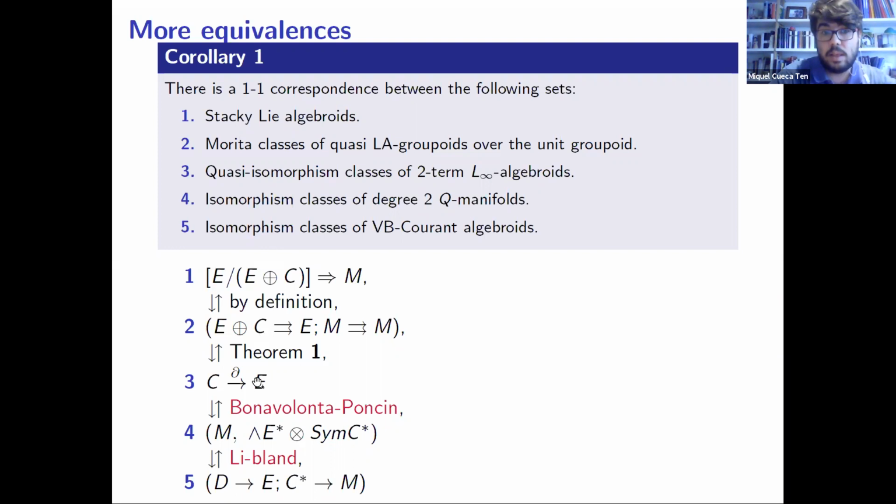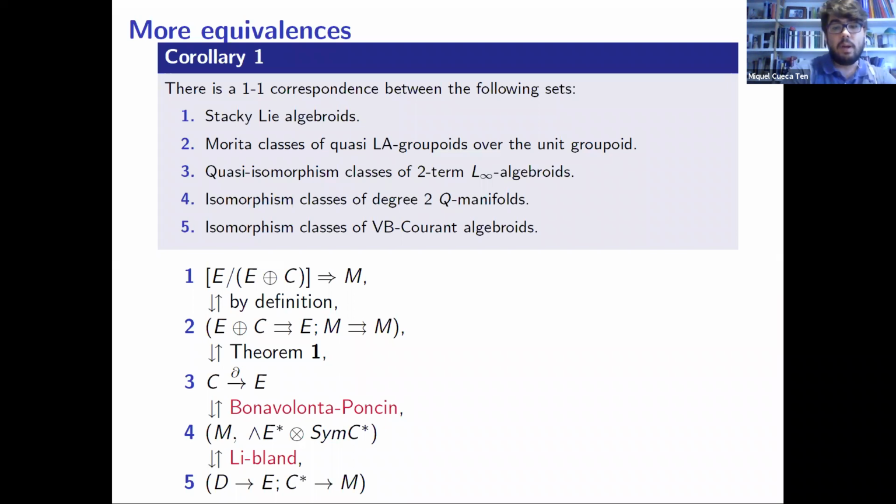But going in the other direction, I can use this Bonavolontà-Poncin theorem and define a degree 2 Q-manifold. And even more, David Li-Bland proved that degree 2 Q-manifolds correspond to VB-Courant algebroids. And here is where the VB-Courant algebroid is defined. So all these 5 things are the same. And I just want to point out that here I say sets, but in fact, I think that maybe one can say that these things are categories or maybe 2-categories, and there is an equivalence between the 2-categories of these 5 things.